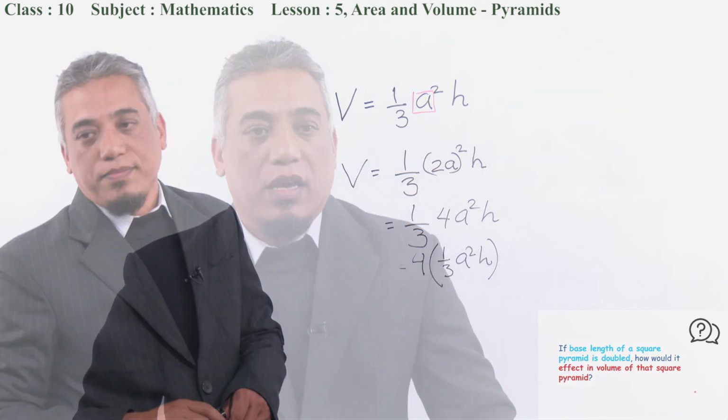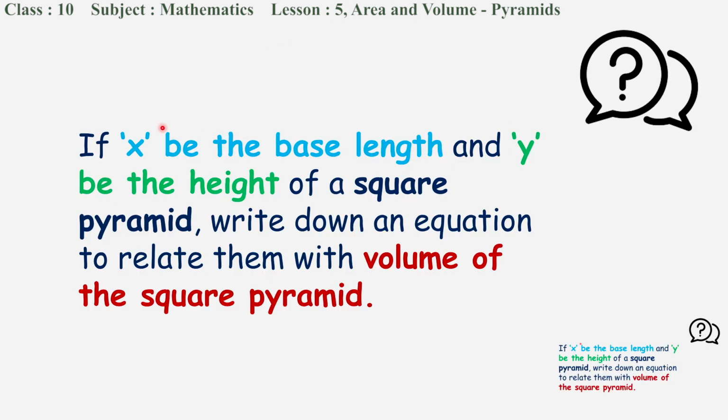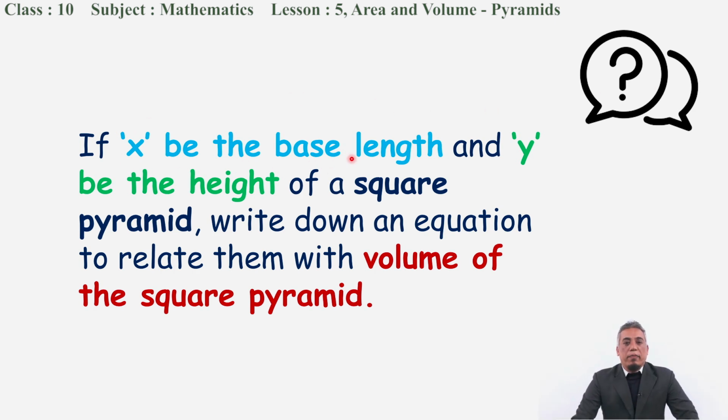Okay, next question. If x be the base length and y be the height of a square pyramid, write down an equation to relate them with the volume of the square pyramid. So this one is quite an easier one. Can you guess it right?